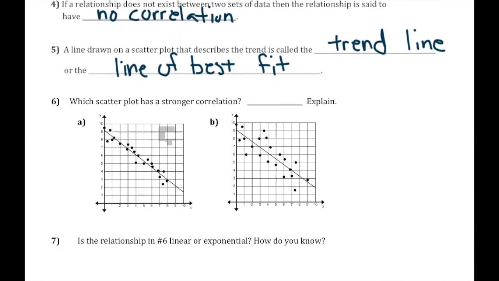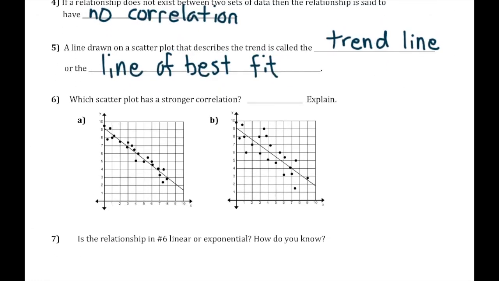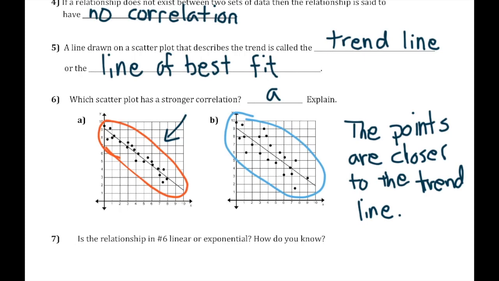Number 6. Which scatter plot has a stronger correlation? Well, we would say that the scatter plot A has a stronger correlation. That's this one here. And the reason this one shows a stronger correlation is because these points are a lot closer to that trend line. If we look over at B, you'll notice they're further away from the trend line. And so a stronger correlation is in A. So again, the scatter plot A has a stronger correlation because the points are closer to the trend line.